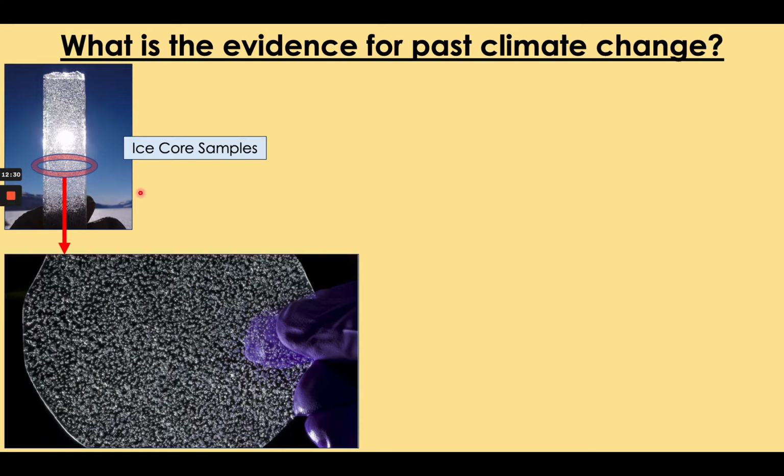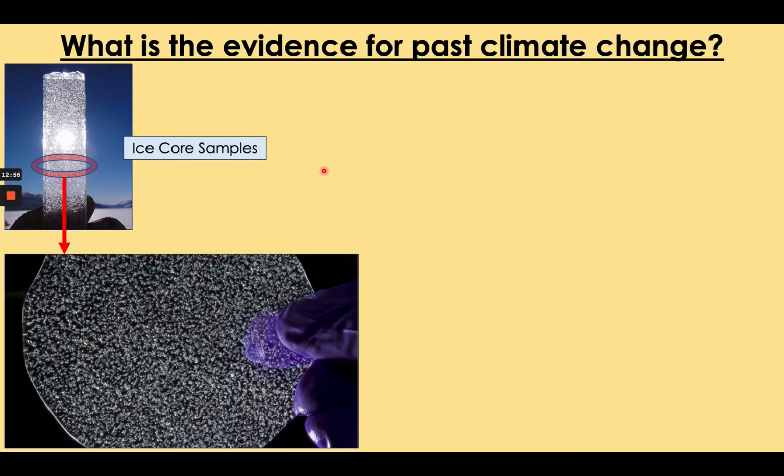Because, for example, if there's lots of CO2 solidified within the ice 100,000 years ago, then you know that the climate was warmer then. If there's much less CO2 solidified in the ice 50,000 years ago, then you know that the climate was much colder then. And so ice core samples provide a record of past climates by capturing and solidifying gases as the ice froze.